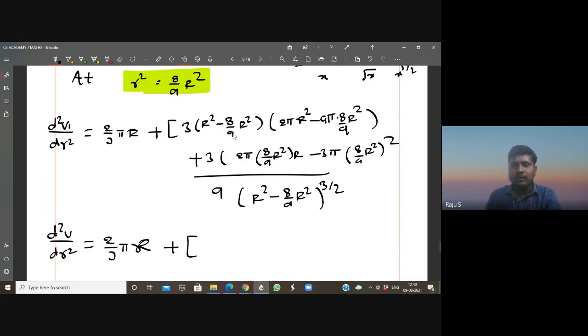So what about this value? 9r square. When I take LCM, 9r square minus 8r square, just r square. So here 3 gets cancelled, so r square by 3, that's all, into, so what about here, 9 gets cancelled. 2 pi r square minus 8 pi r square, that is minus 6 pi r square, plus 3 times of. So what about here? Here also same, r cube, here r power 4.